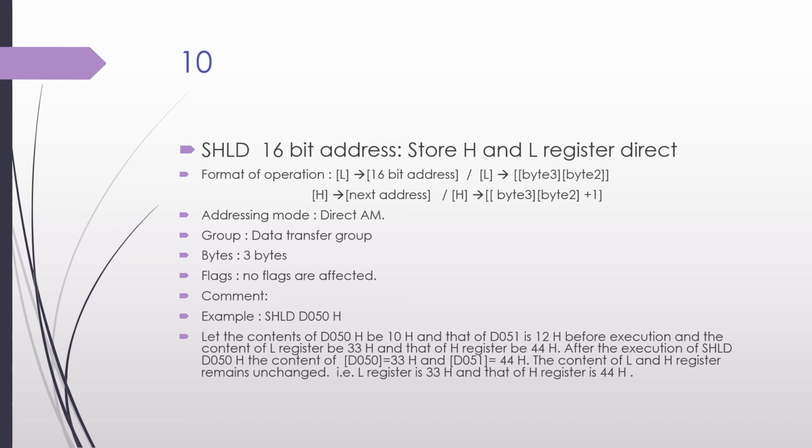Next is SHLD 16-bit address. As you have seen in LHLD, whatever is there in the address is going to go to the H and L register. Here whatever is there in H and L is going to go to the address and the next address. So L will go to the mentioned address, and H content will go to the next address. In the example here, SHLD D050, whatever is there in L register will go to D050, and whatever is there in H register will go to D051.